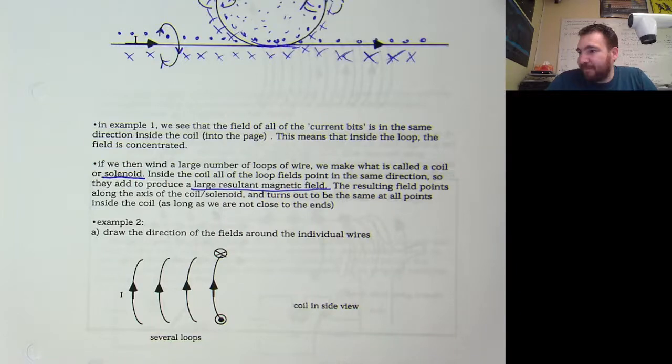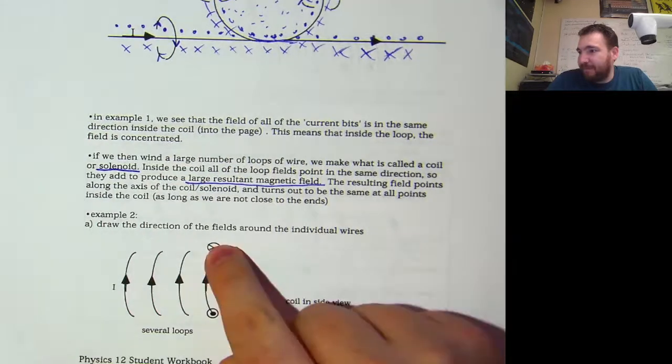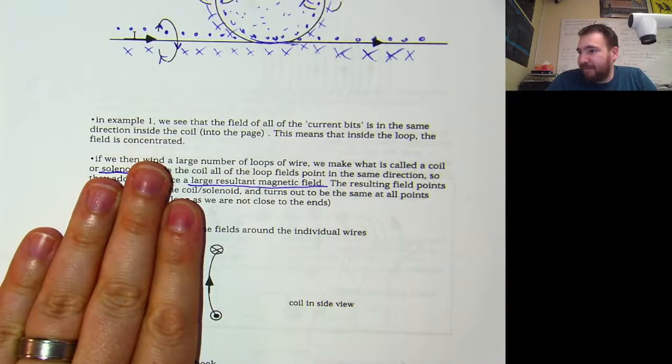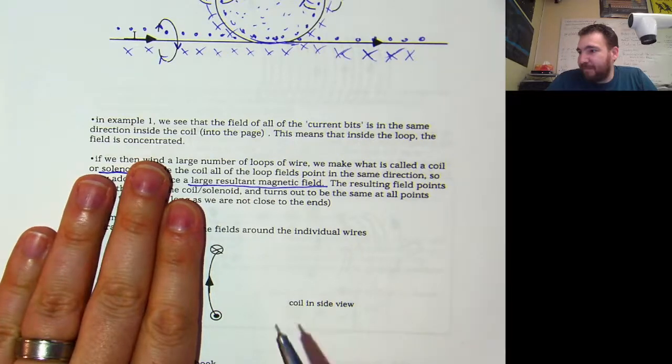There's a process there called induction. You asked the question, but it's actually the next chapter. So we want to draw the direction of the fields around the individual wires. For each one of these wires, as the current is going up over the loop this way, it's coming out of the page here and going into the page here. For this wire alone, what's the direction of the magnetic field? Does it move? Yeah, the magnetic field is going which way?